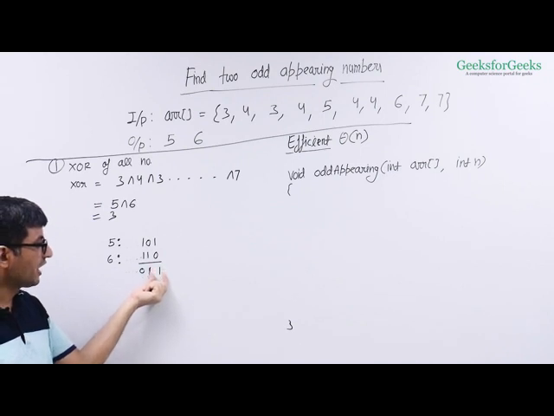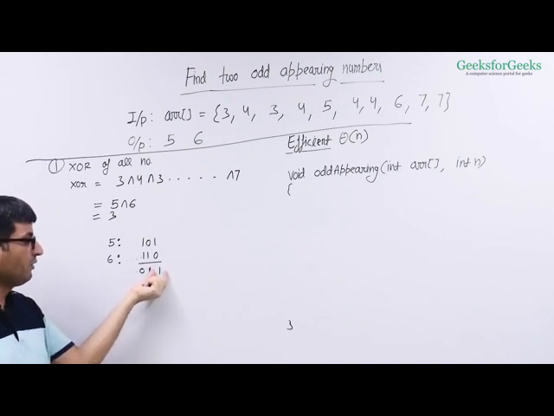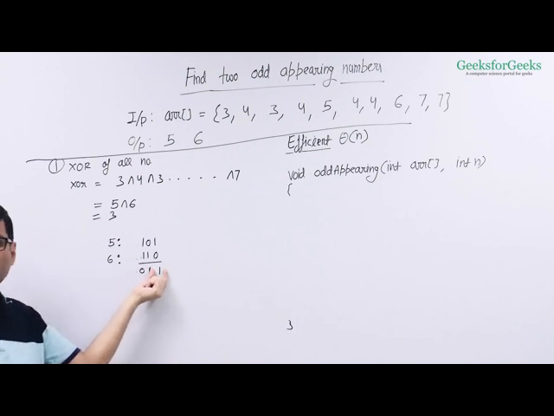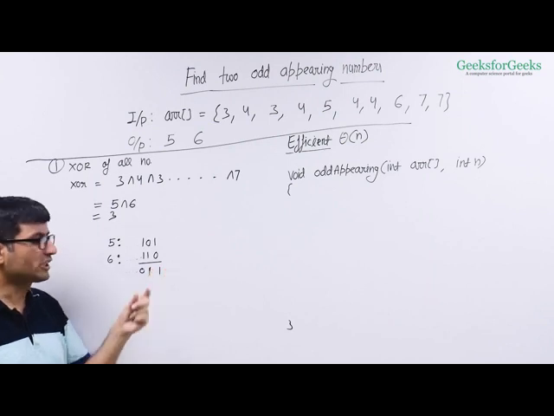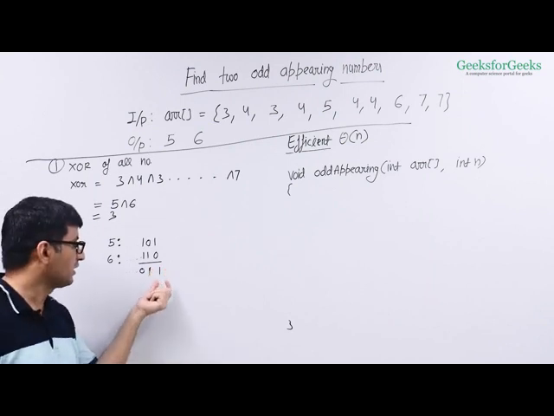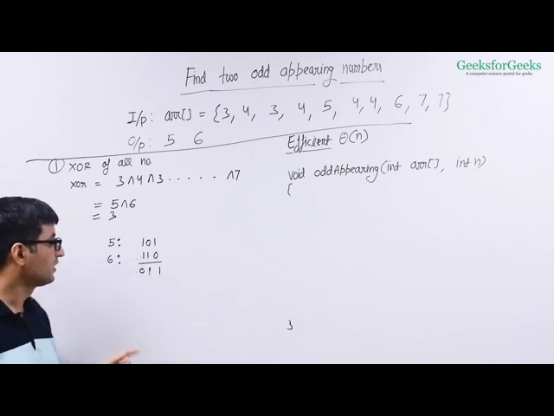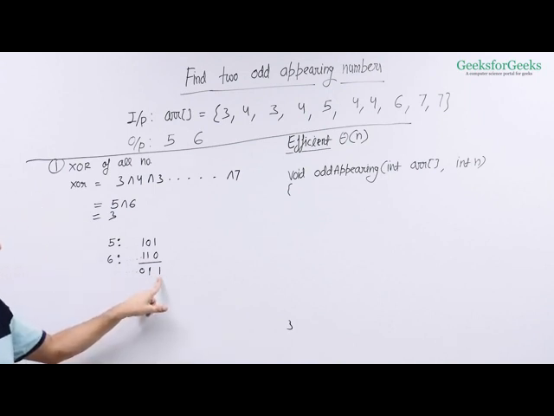Let's say we consider the last set bit. We'll talk about how we figure out which set bit to consider and how to find that set bit, the programming expression for that. But let's say we have an expression to find a set bit in XOR. So we consider the last set bit in the XOR.